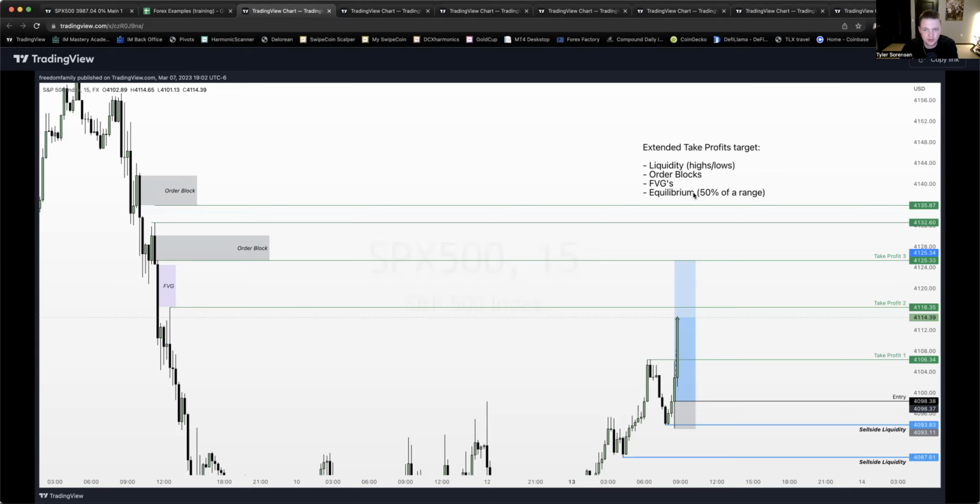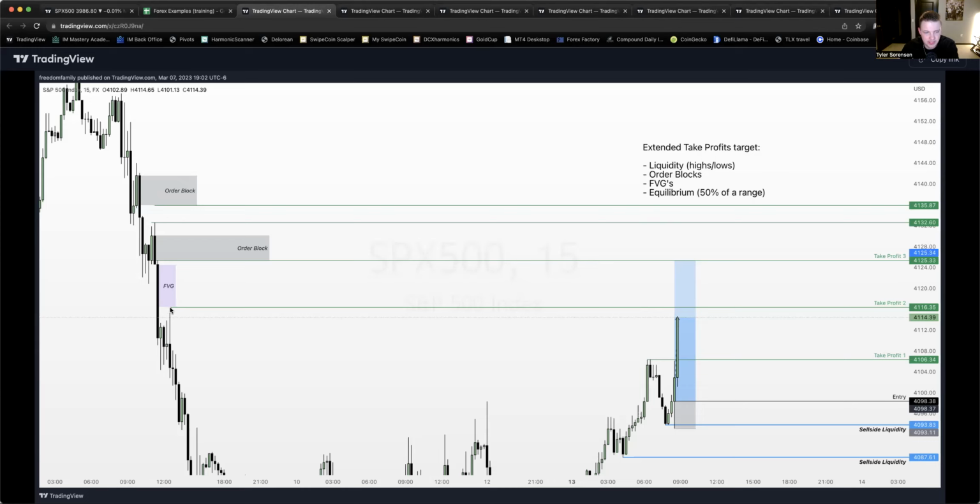And then the other one is equilibrium. And all equilibrium is, guys, is if you take 50% Fibonacci retracement tools, or 50% of a range from like a high to a low, that would be equilibrium. So it's the 50% mark of a range. So that's what equilibrium is. But here's where you could identify other potential TPs.